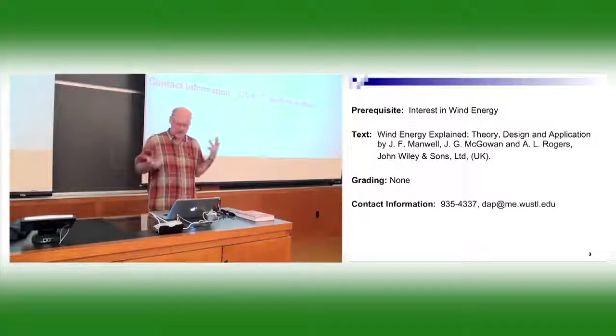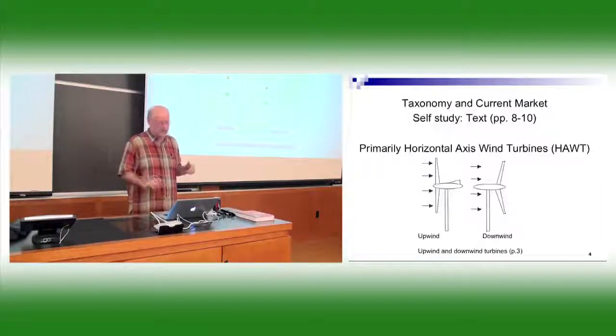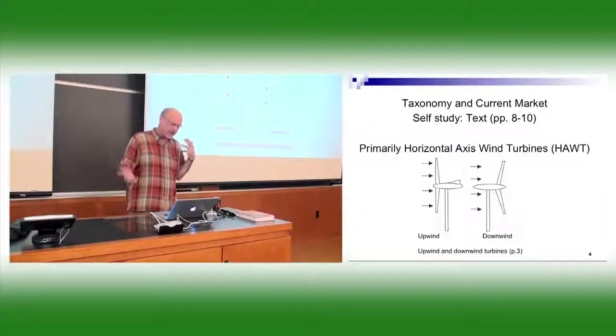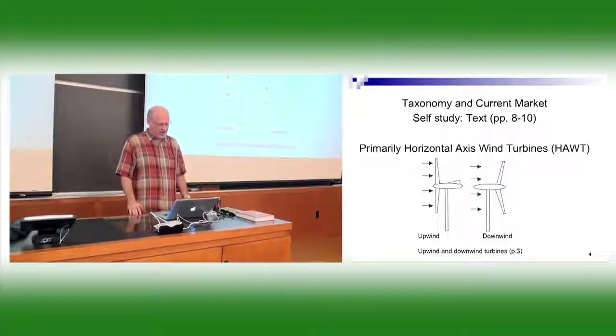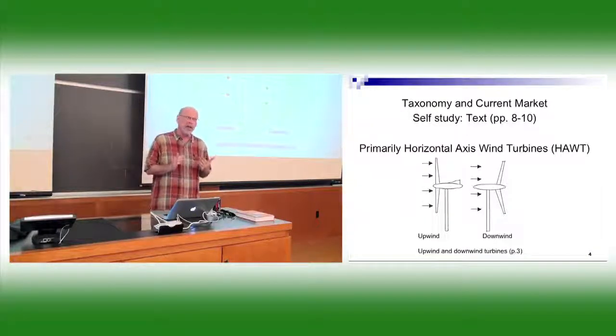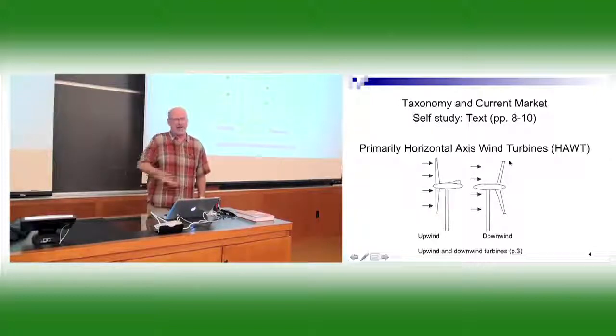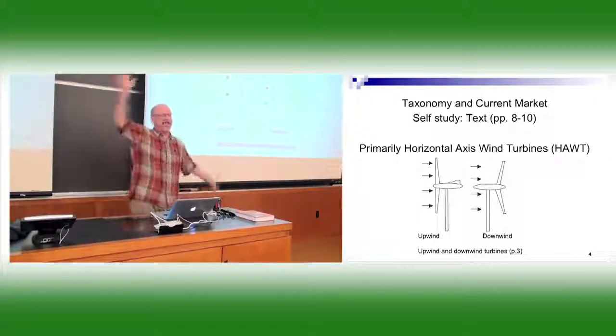Let's talk first of all about the taxonomy of wind turbines. What do they look like? What are their parts? And then what the current market is for it. We're going to talk mainly today about horizontal axis wind turbines, and that means wind turbines that are spinning around like this with these big blades.